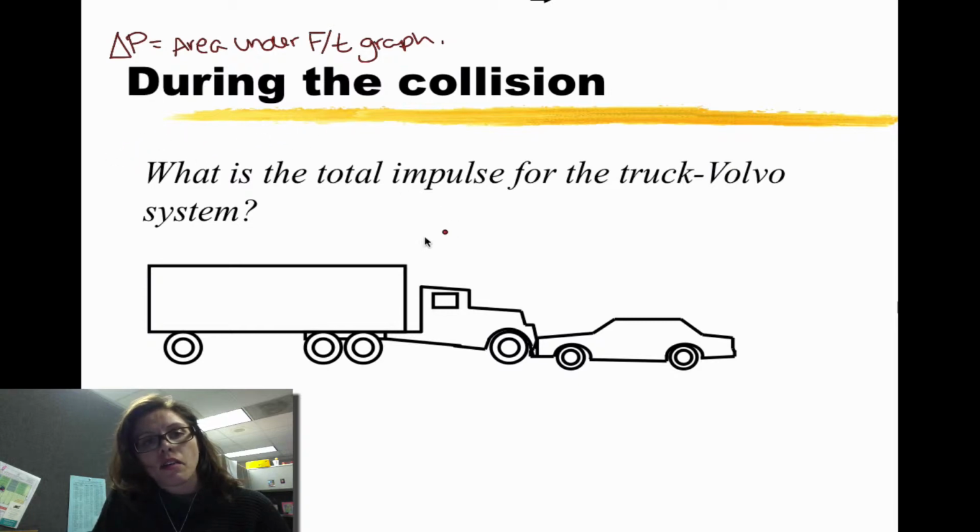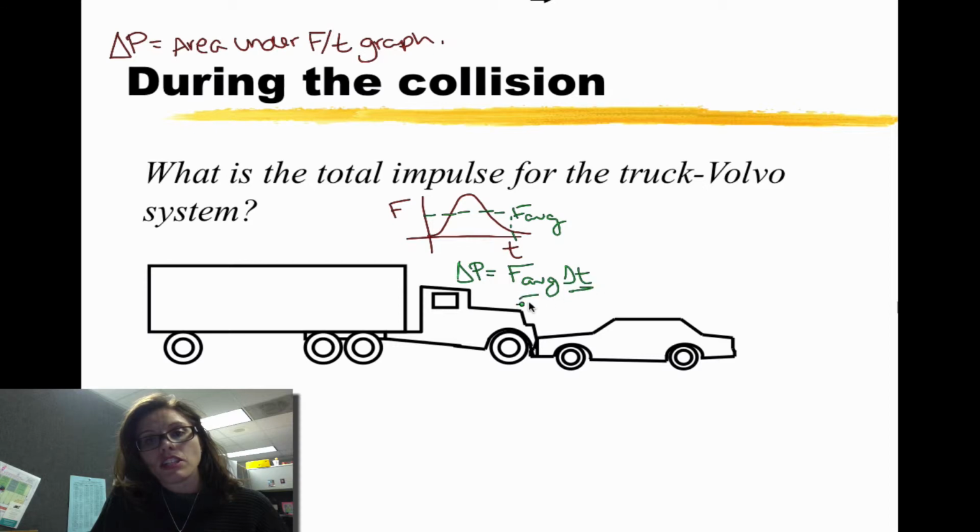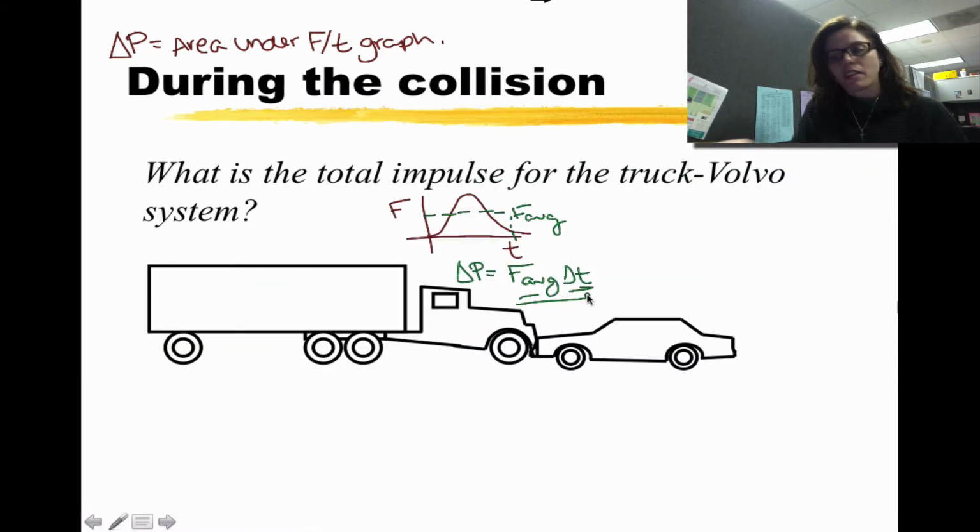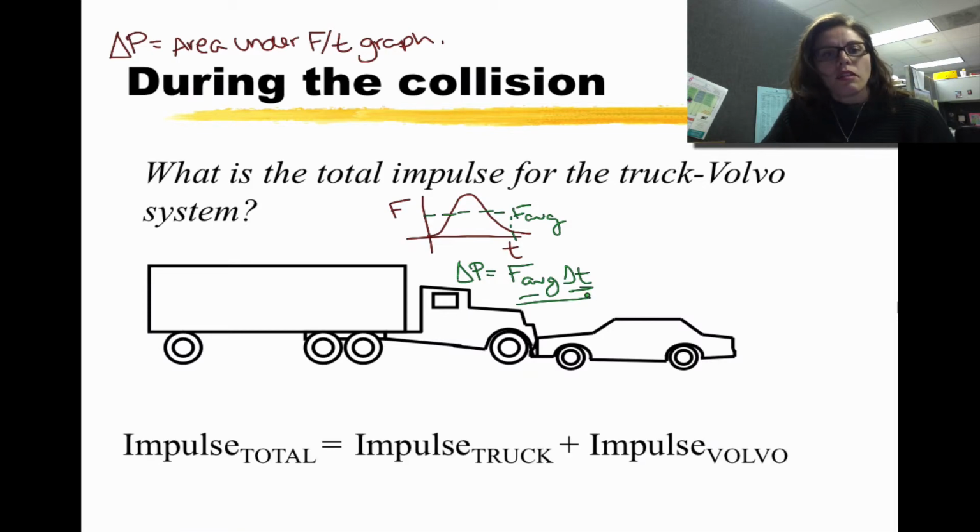When the truck and Volvo hit, on a force-time graph the force is going to increase and then decrease with time. If we look at just the average force over time, this is F average, we could say the impulse is just the average force times our time. This equation comes in handy, and you'll see why. Okay. So the total impulse is the impulse of the truck plus the impulse of the Volvo.